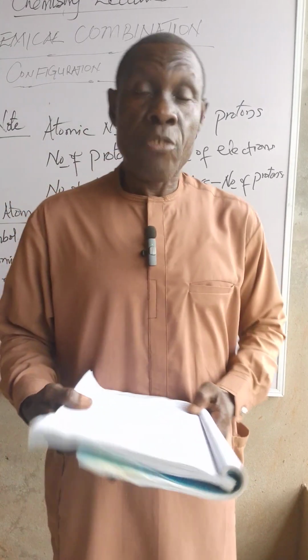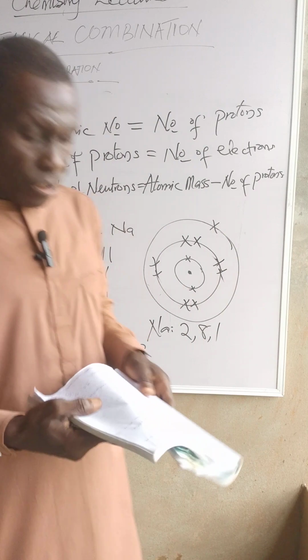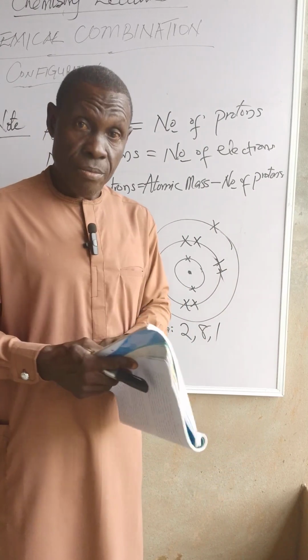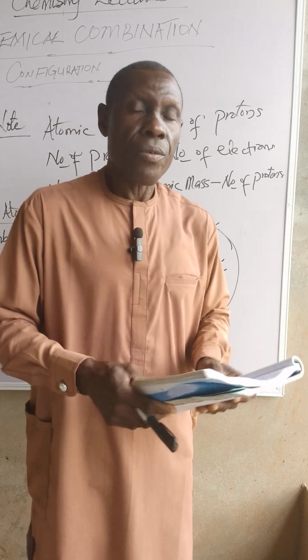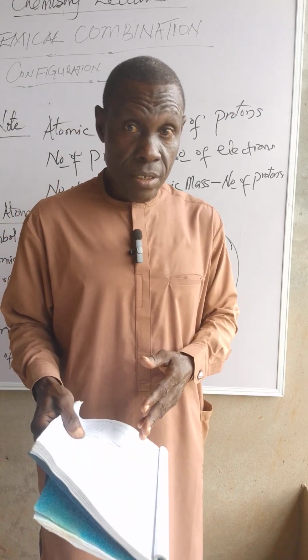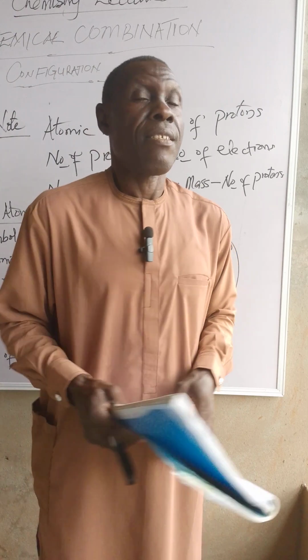So, those of you who are there, use this to construct that of potassium. Potassium is 19 in the atomic number. So, the atomic mass is what? 38. So, go and work on it.